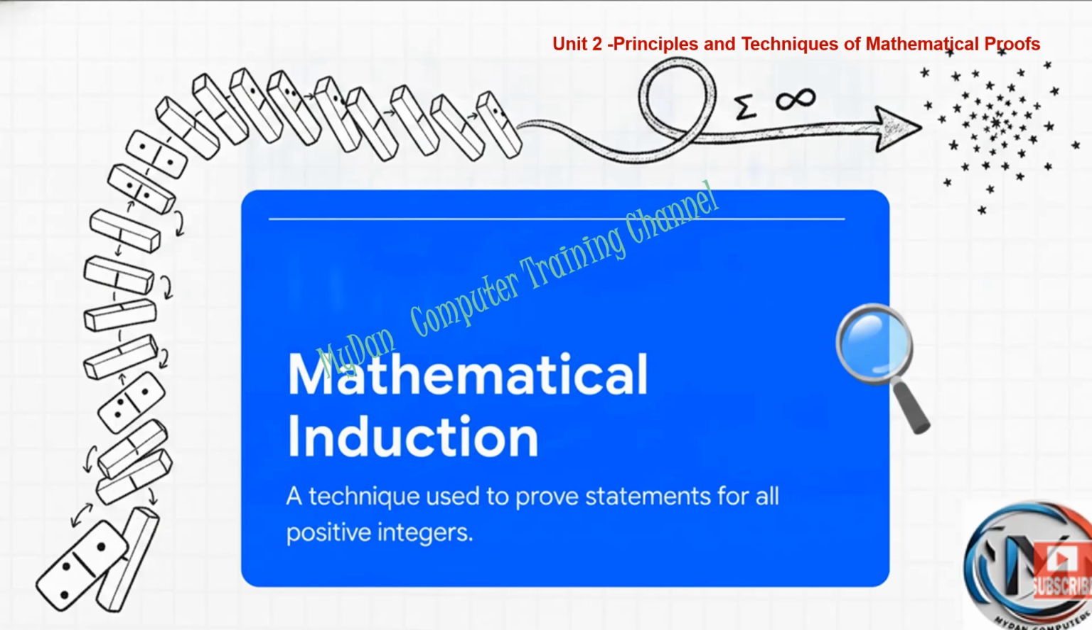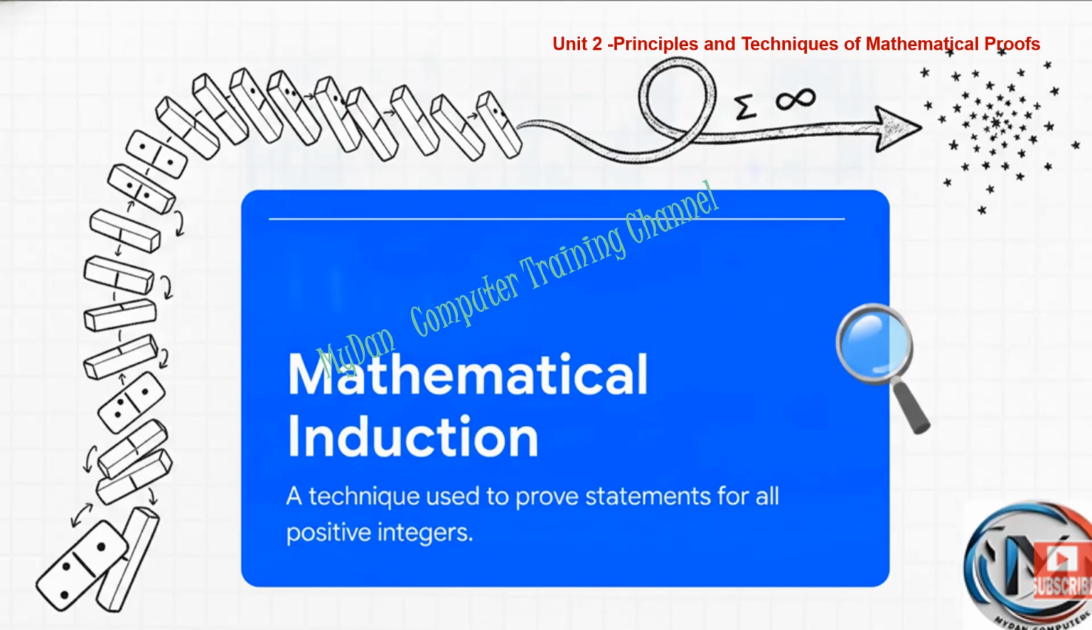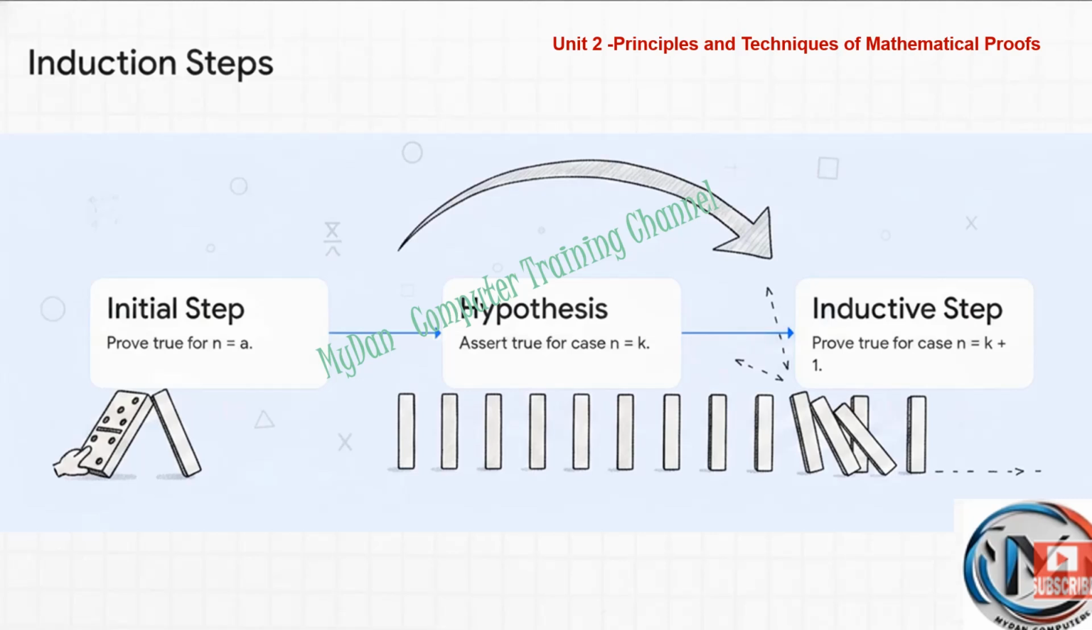So instead, induction relies on the ultimate chain reaction. Think of the falling domino effect. If you can prove that the very first domino falls, and you can prove that any falling domino will always knock over the one immediately next to it, well then you've just proven that the entire infinite line of dominoes is going to fall. Let's move to how this builds.